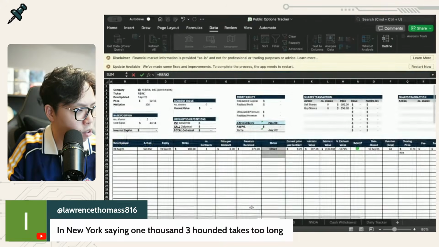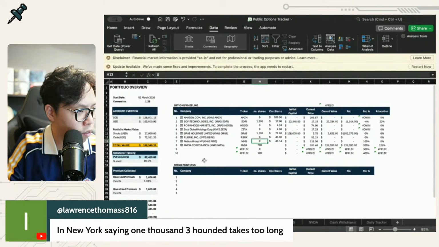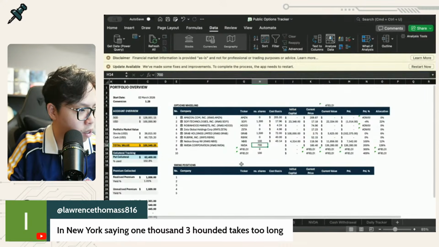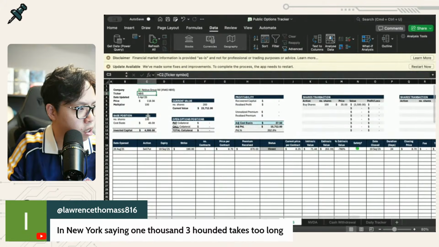Grab, we have 1,500 shares. Rubrik, we have no shares. Nebius Group, we also have no shares. Okay, we do not have 100 shares here.